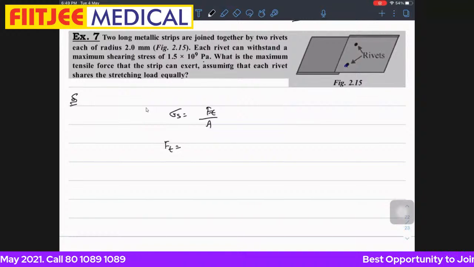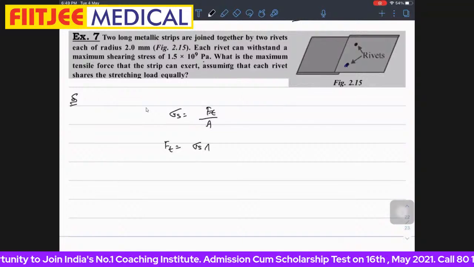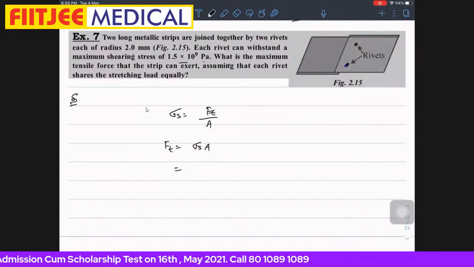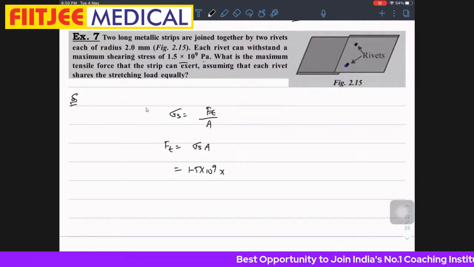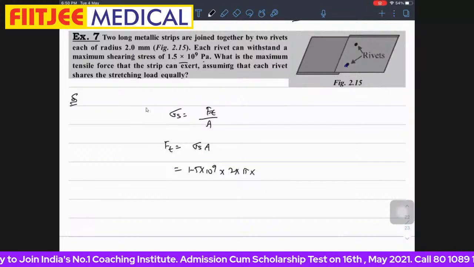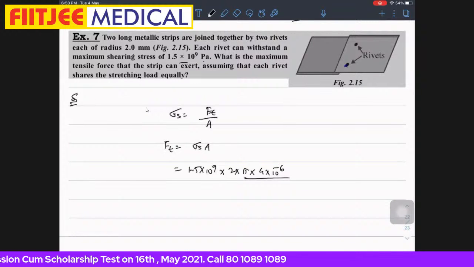So we have given the maximum shearing stress, and the force is sigma s into area. We have given this maximum shearing stress as 1.5 into 10 to the power 9. And two areas are involved, so this will come how much? Radius is 2 mm, so 2 into pi into radius squared, so this will come 4 into 10 to the power minus 6. If we simplify this, that will be our result.